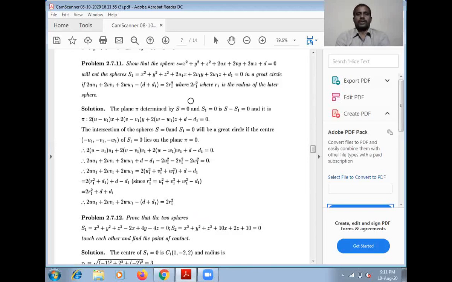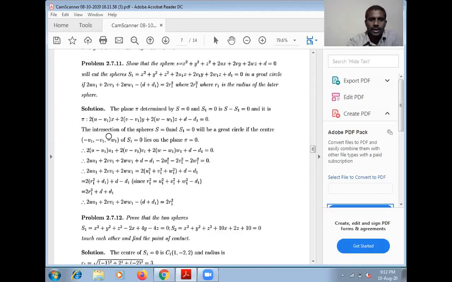So now here two sphere equations are given. The first sphere equation is S equal to 0 and the second sphere equation is S1 equal to 0. But the plane pi determined by S equal to 0 and S1 equal to 0 is S minus S1 equal to 0, and it is pi. Now S minus S1 equal to what here? Pi means 2 of u minus u1 of x plus 2 of v minus v1 of y plus 2 of w minus w1 of z plus d minus d1 equal to 0.